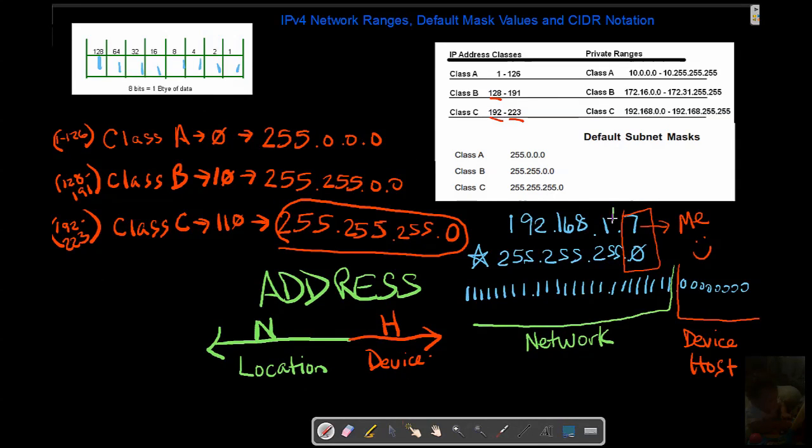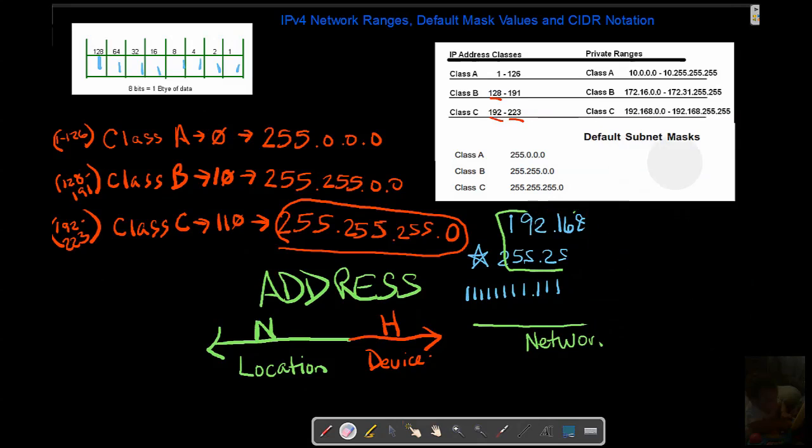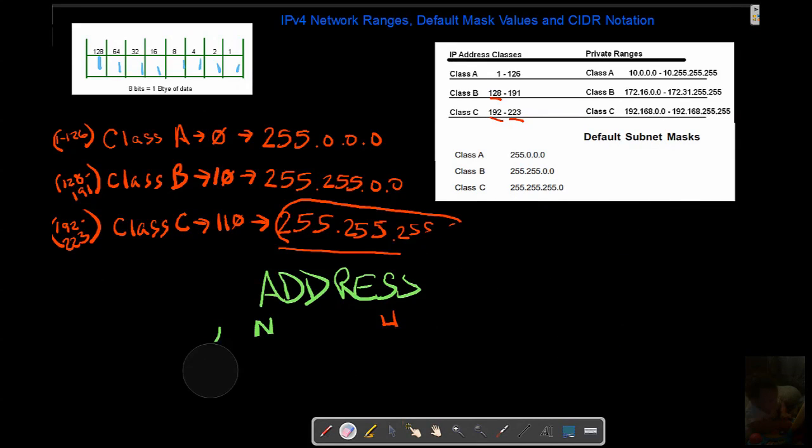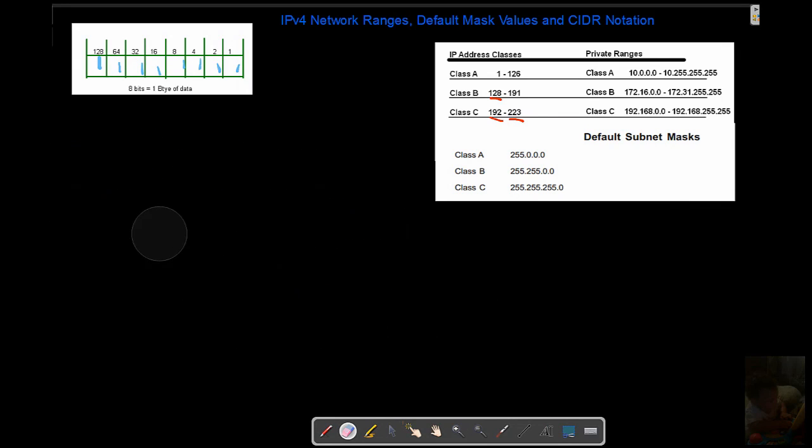This portion right here, this is where I am. We have a network portion, and we have me on that network. And it is created by that division and that mask. Now here's something very interesting. Let's take a look at how subnet masks can be created and established.